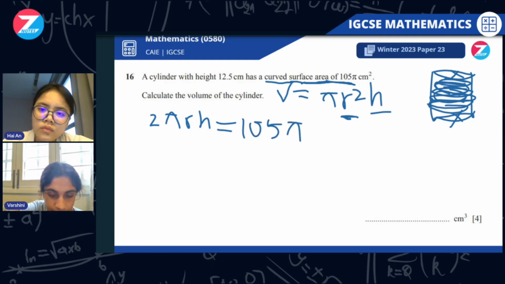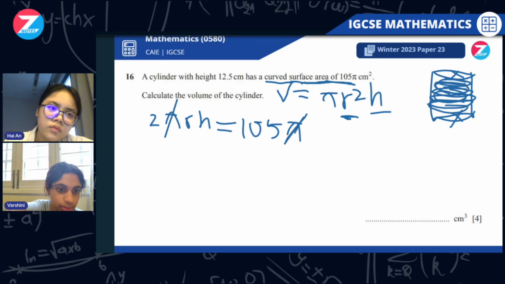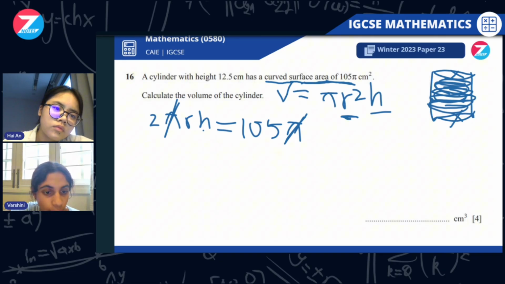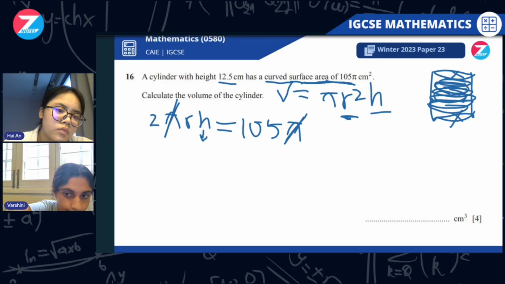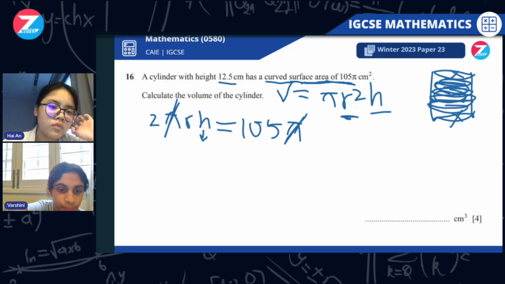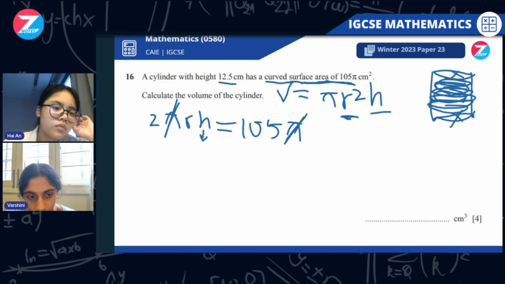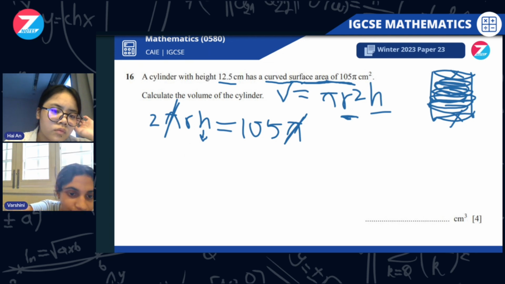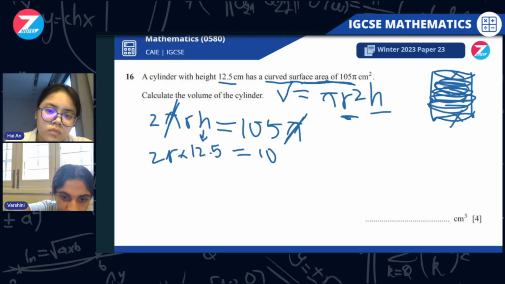105 pi centimeters squared. Right, so straight away we can see that pi comes on both sides of the equation, so we can cancel it out. And we know the height, it's 12.5. So 2r times 12.5 equals 105.